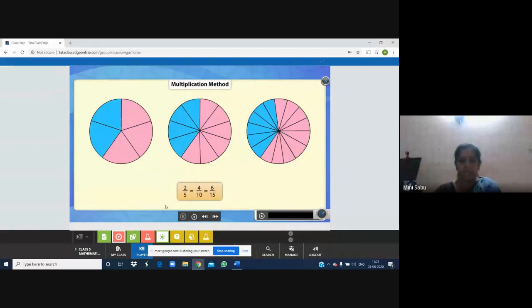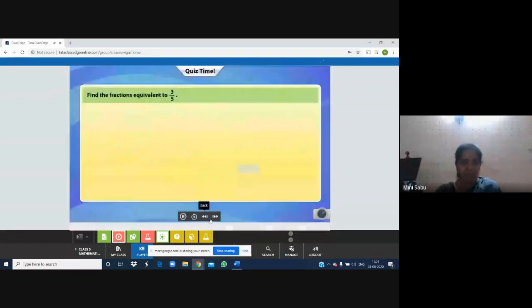Children, I hope you understood the multiplication method for equivalent fractions. Find the fractions equivalent to 3 upon 5. Select the correct options, then click Submit. Here, the fractions equivalent to 3 by 5. Let us see the first one. 3 multiplied by 2 is 6. So, by the same number, we have to multiply 5 also. So, is it an equivalent fraction? Yes, let us click.